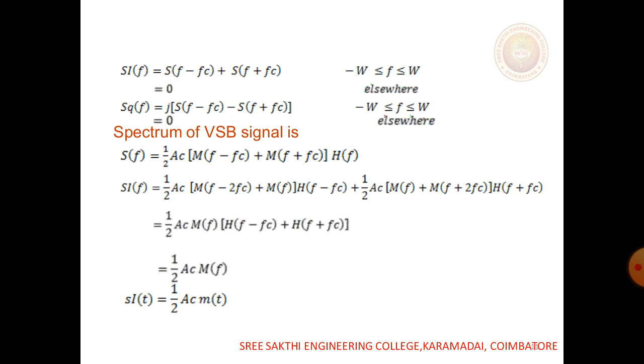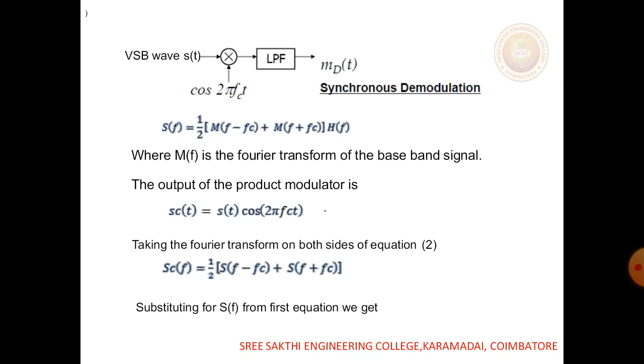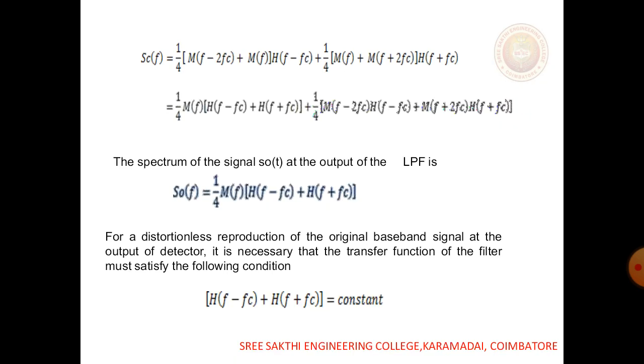How do we get this spectrum? These are the derivations. S of f is the power spectral density of the VSB signal. Finally, the VSB modulated signal in the time domain is s(t) = 1/2 Ac m(t) cos 2 pi fc t minus 1/2 Ac m'(t) sin 2 pi fc t. These are the spectrum constants of the low pass filter and so on.